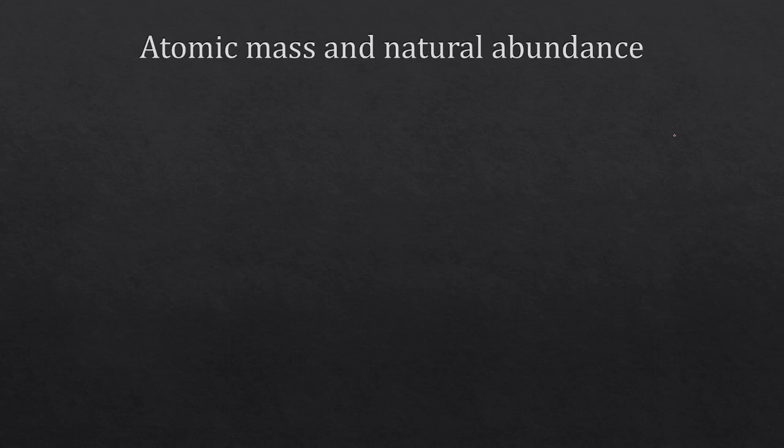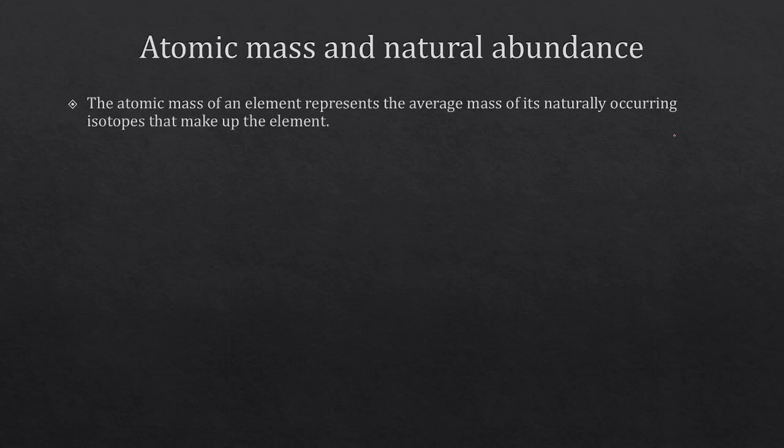So next we're going to look at the concept of atomic mass and natural abundance. The atomic mass of an element represents the average mass of its naturally occurring isotopes that make up the element. Since you can have multiple isotopes, you have a different collection of things, so different ones actually have slightly different masses.